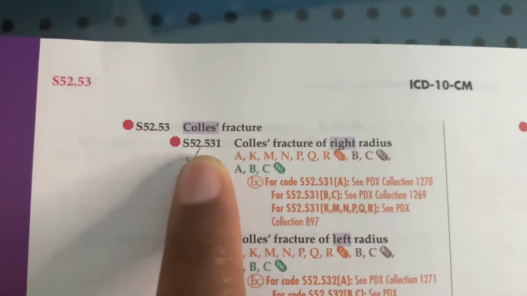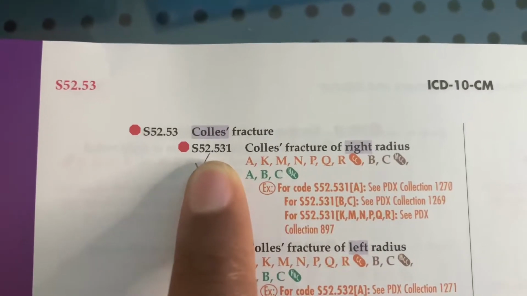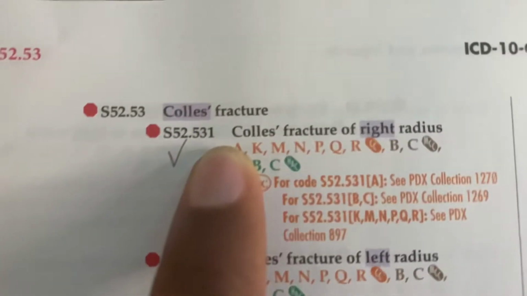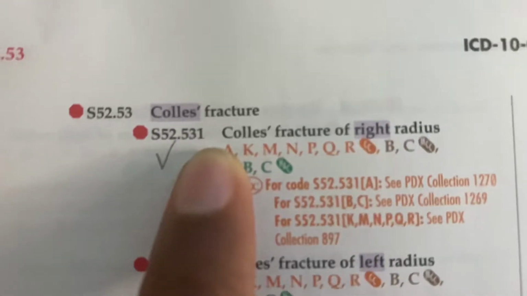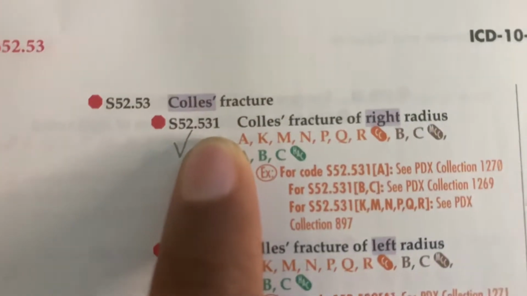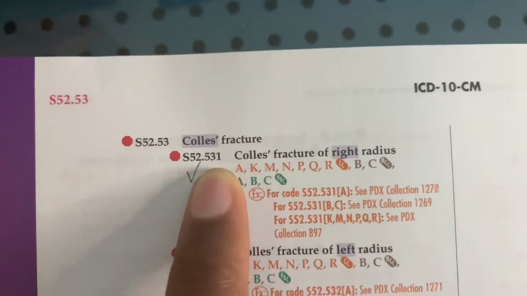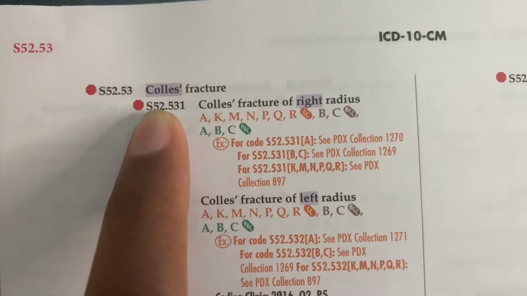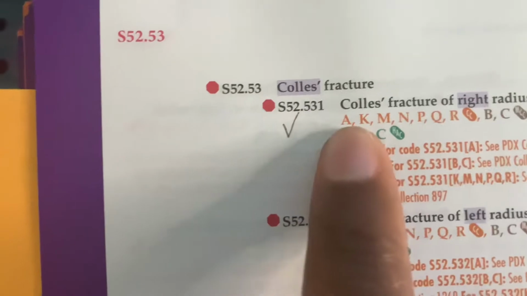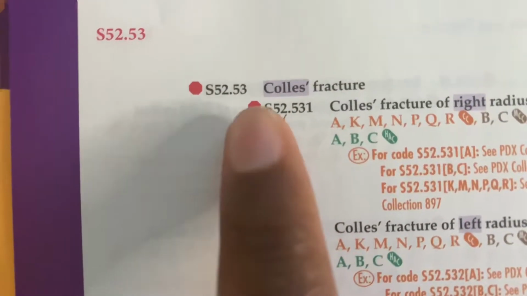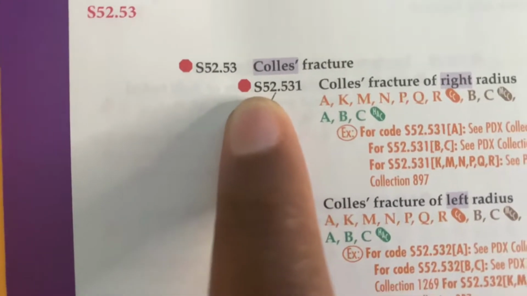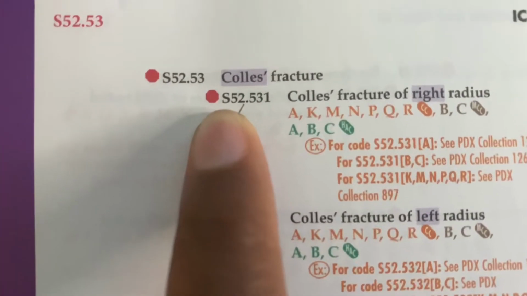So once we get to our tabular, we're going to verify that code of S52.31, okay, because we're going to note that it is the right radius, okay, of where we are. And notice we have a dot here, and that dot is telling us that we still need to complete the coding. This is the point of going to your tabular, is that it's going to give you those instructions. So where do we find our instructions?